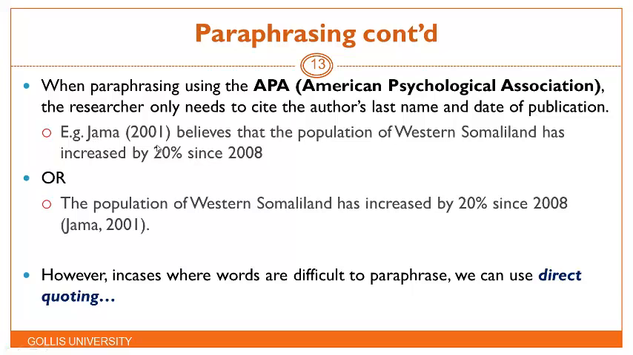We have here an example: Jama in the year 2001 believes that the population of Western Somaliland has increased by 20% since 2008. In this example, Jama has been cited, and the year in which Jama published his work was 2001. Or in another example, we can cite like this: The population of Western Somaliland has increased by 20% since 2008. Then in brackets, you cite Jama, comma, 2001.